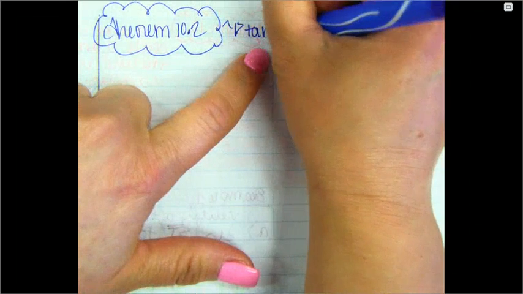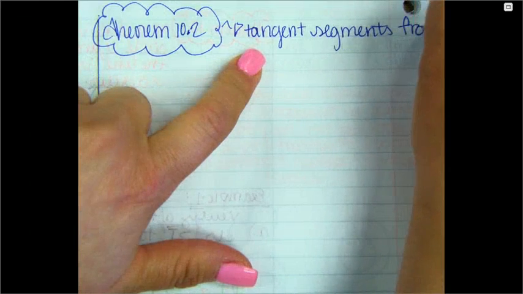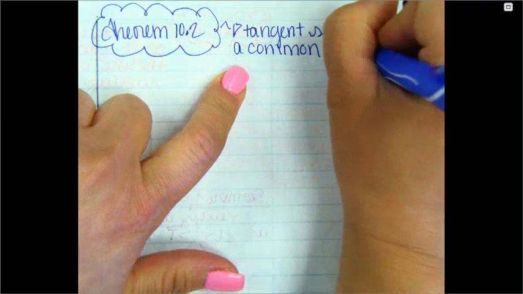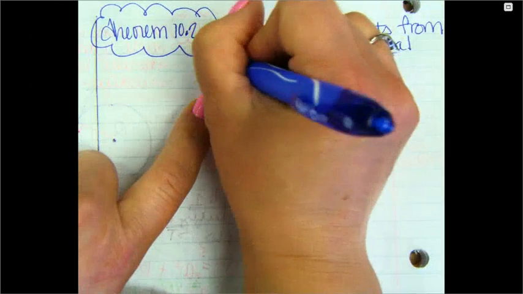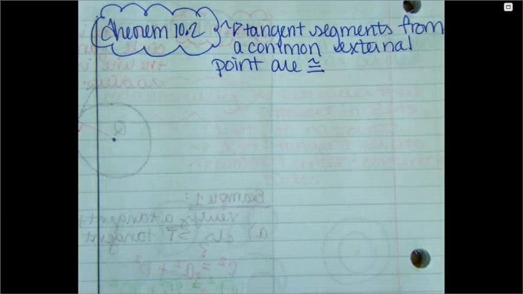Theorem 10.2. It says, tangent segments from a common external point, what does it mean to be external, outside point, are congruent. Tangent segments from a common external point are congruent.